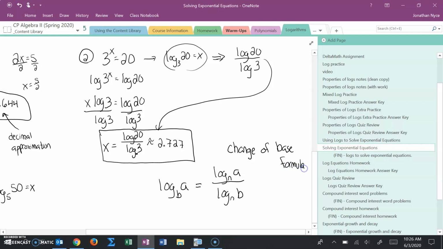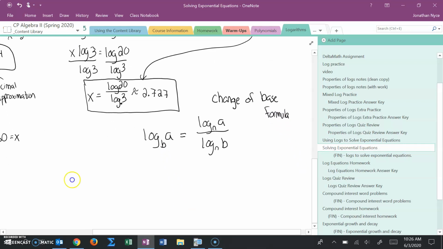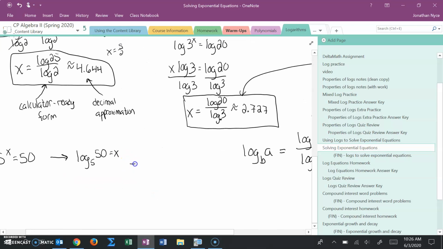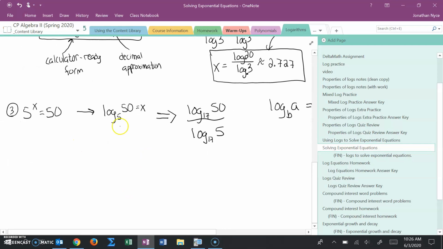And with the change of base formula, you can use any log you want. So we could rewrite this as log base 17 of 50 over log base 17 of 5. Log base 17 doesn't make a lot of sense because we don't have a log base 17 button on a calculator. But we do have a log base 10 button on the calculator, so we can do log base 10, I'm not going to write the 10, of 50 over log base 10 of 5.